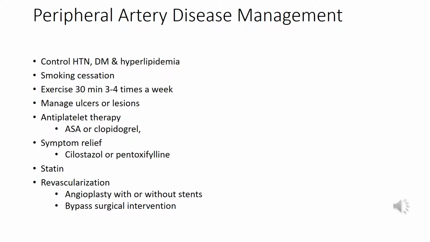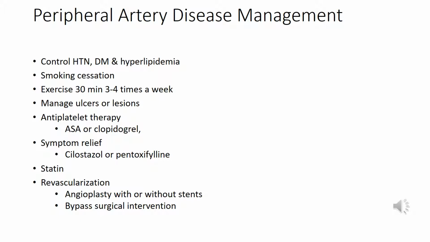When managing patients with peripheral artery disease, you are going to have your treatment aimed at improving the blood flow in that limb to reduce the risk of further ischemia and treat their symptoms. Now you're going to want to control the hypertension, diabetes, and hyperlipidemia that might be comorbid in these patients. Encourage them to quit smoking, get them to exercise, manage any ulcers or lesions they have on their leg.